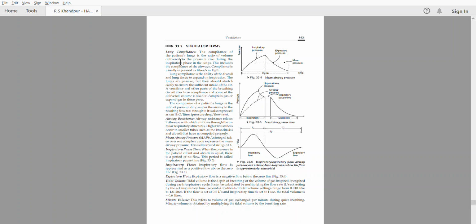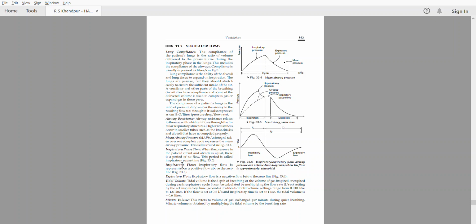You have the inspiration phase and the expiration phase, and the integral taken over this entire cycle is the mean airway pressure. When the pressure in the patient circuit and the alveoli is equal, there is a period of no flow. There is no pressure gradient, so there is no flow. This period is called the inspiratory pause, and it can be seen here as a flat line. Inspiratory flow is represented with a positive flow above zero. Expiratory flow is the negative flow below zero.